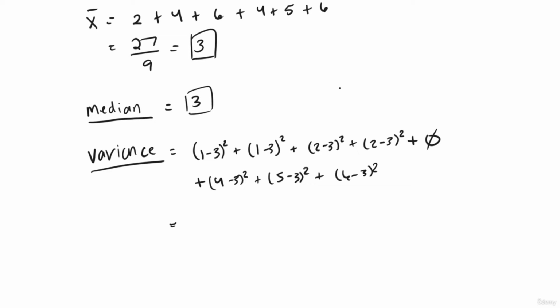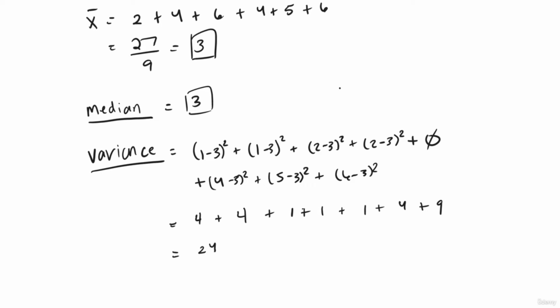This is all going to turn into 1 minus 3 squared right here. That's negative 2 squared, which is 4. And so all these are going to be positive numbers. This is going to be 4 as well. Plus 1, 1, because 2 minus 3 is negative 1, squared is 1. So 1, 1, plus 1. And then plus 4 minus 3 squared is 1. 5 minus 3 squared is 2 squared, which is 4. 6 minus 3 squared is 3 squared, which is 9. And then if you add this all up, you get 8, 10, 11, 15, and then 9, which is 24.